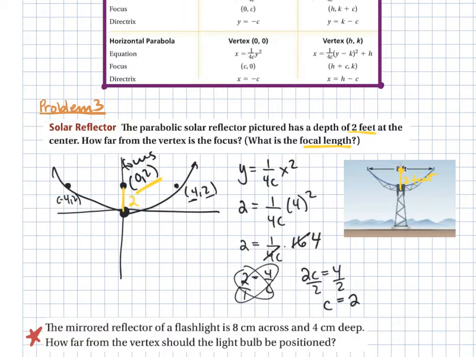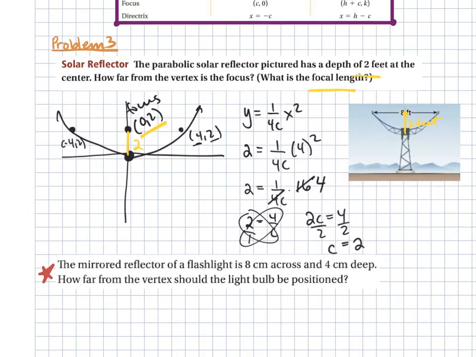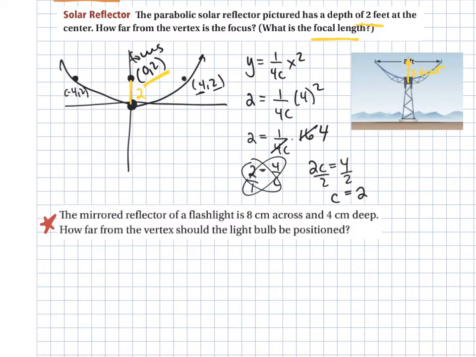Okay, so here's one for you to try. Ooh, this is so weird. I have to move them both at the same time. Okay, there you go. I want you to try this one. A mirrored reflector of a flashlight is 8 centimeters across and 4 centimeters deep. How far from the vertex should the light bulb be positioned? This is asking for, again, the focal length.